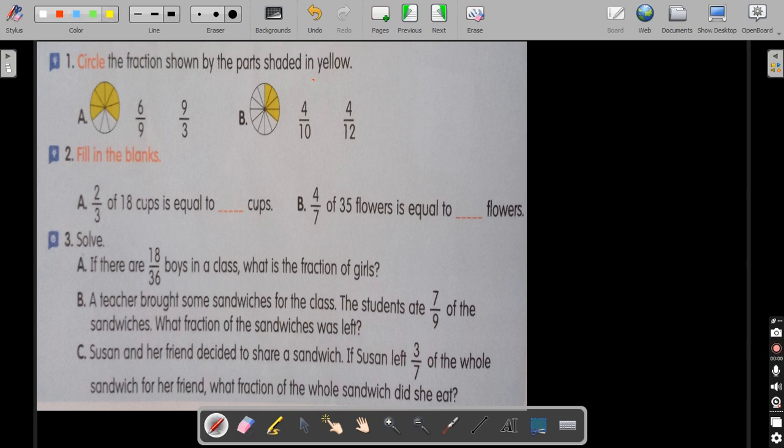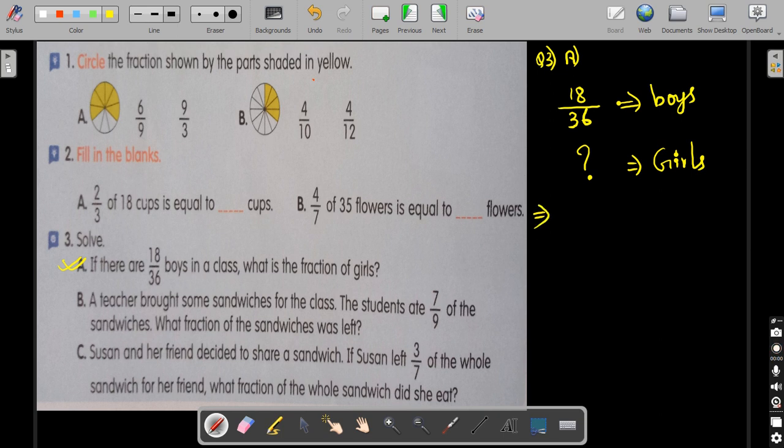After that student, next is a numerical problem that is very interesting. If there are 18 by 36 boys in a class, what is the fraction of girls? As you are able to see, this question we are going to solve. Now question number 3, that is A part. They are telling total 18 by 36, this is boys. Now they want to find out girls. How many are girls? This is the question mark.